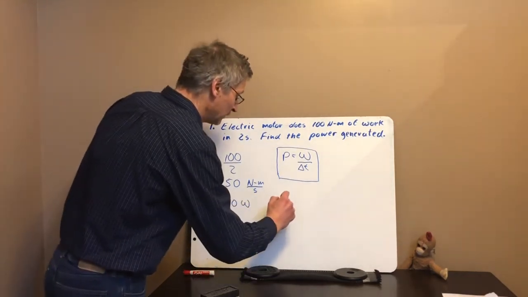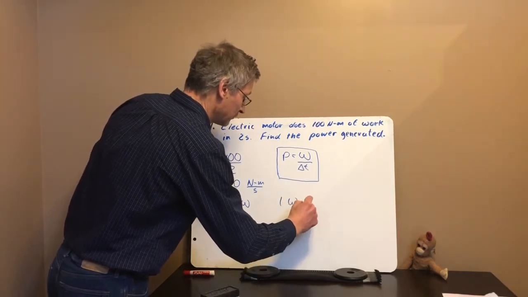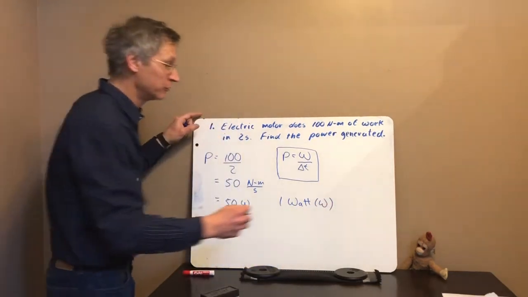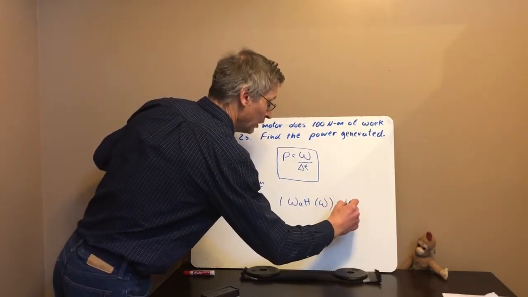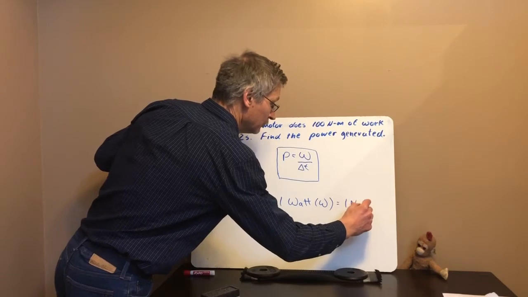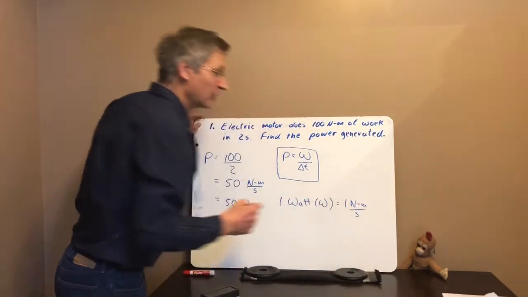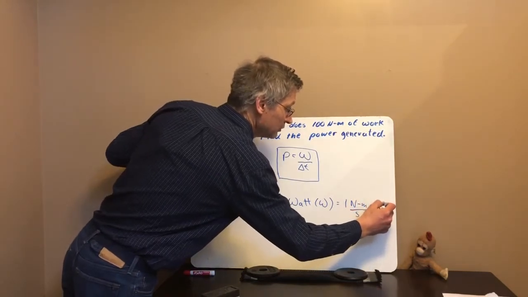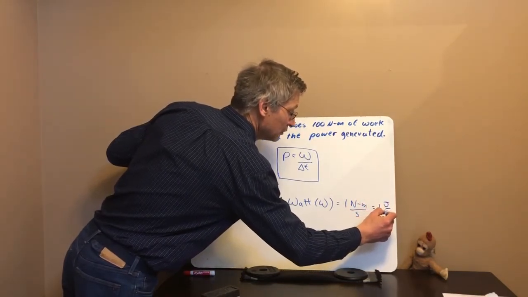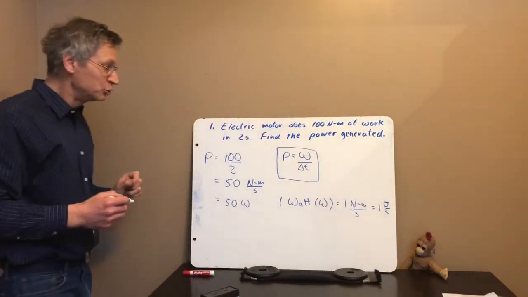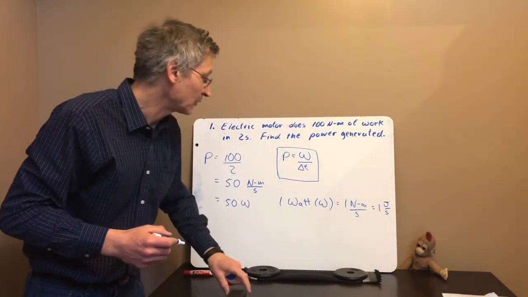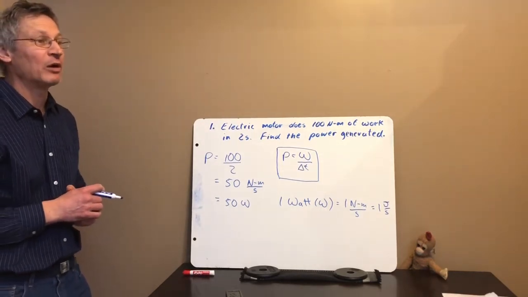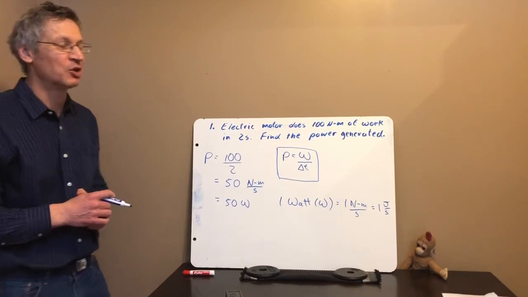And the basic unit of power is the watt. Okay, 1 watt, abbreviated with a W, is equal to 1 Newton meter per second, which is of course the same thing as 1 joule per second.